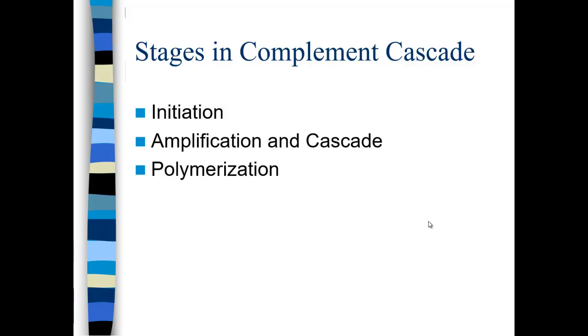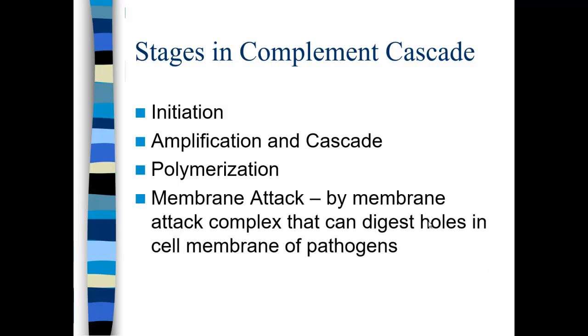So you get initiation. This is just a binding phenomenon that initiates the complement cascade via one of the three pathways. Then the initial signal is amplified and the cascade occurs. The complement proteins then polymerize. They create a membrane attack complex, which is a polymer. Once this polymer has been formed, it can initiate membrane attack, and this complex can digest holes in the cell membrane of the pathogens.